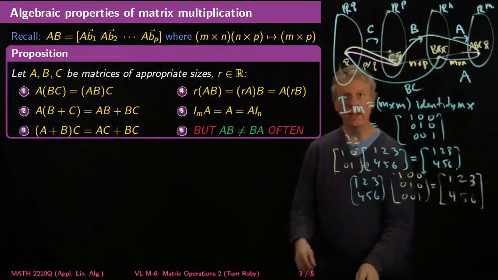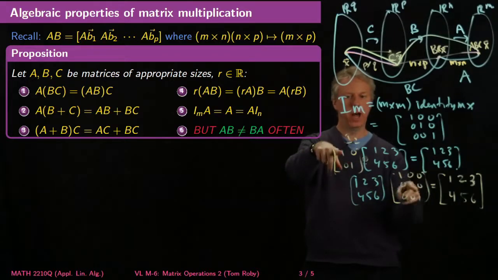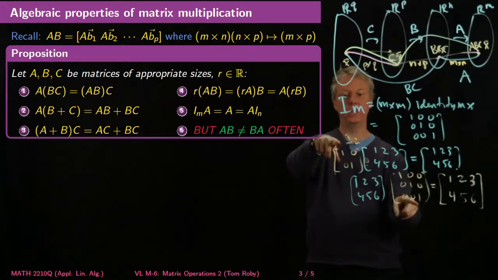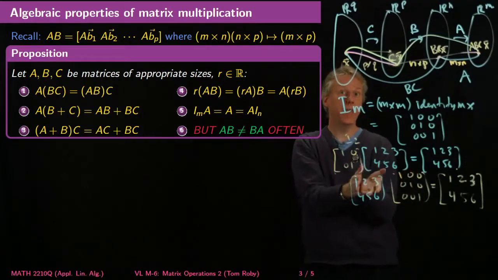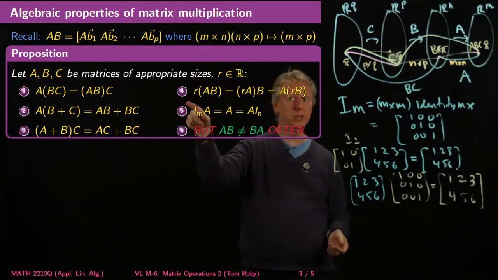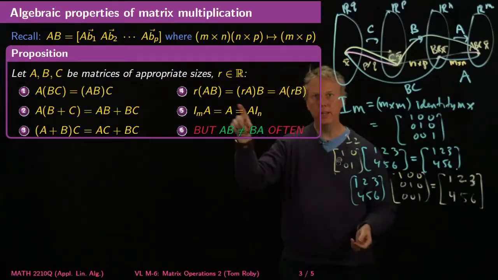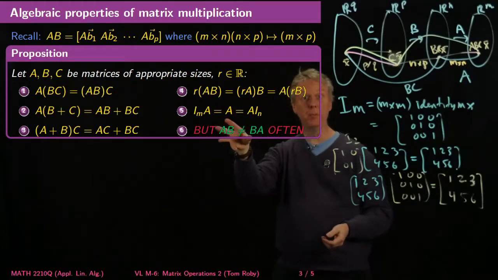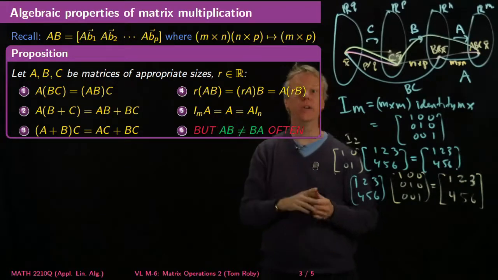Now, if the matrix A I start with happens to be square, then I'd be multiplying by the same dimension. Instead of having I2 here and I3 here, I'd have I3 on both sides. So in that situation, the matrices actually commute. I can multiply them in either order and get the same thing. But here's something that's not part of the proposition, but is maybe more important: matrix multiplication does not commute often. Okay?